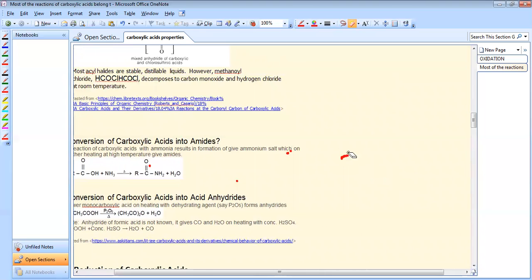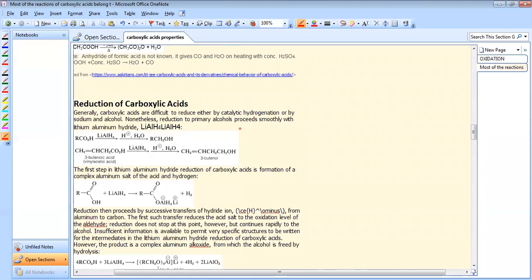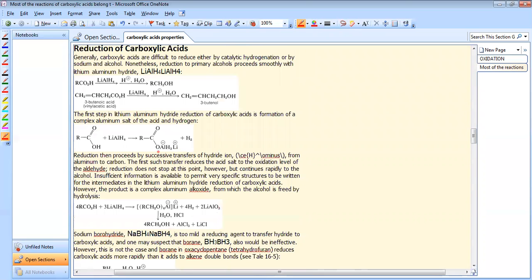We have to discuss a few more reactions. Before going to decarboxylation and substitution reactions, that is, alkyl part reactions, we have reduction reactions, reduction of carboxylic acid. We will discuss that in the next class. Okay, so thank you.